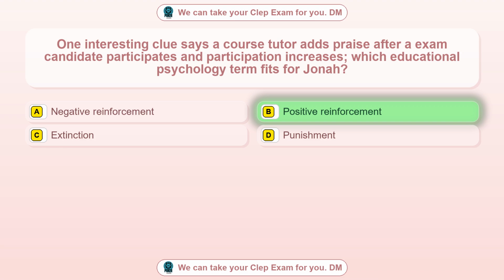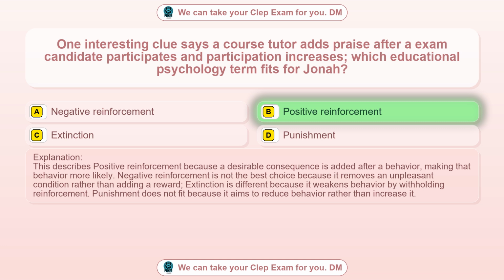Positive reinforcement. This describes positive reinforcement because a desirable consequence is added after a behavior, making that behavior more likely. Negative reinforcement is not the best choice because it removes an unpleasant condition rather than adding a reward. Extinction is different because it weakens behavior by withholding reinforcement. Punishment does not fit because it aims to reduce behavior rather than increase it.